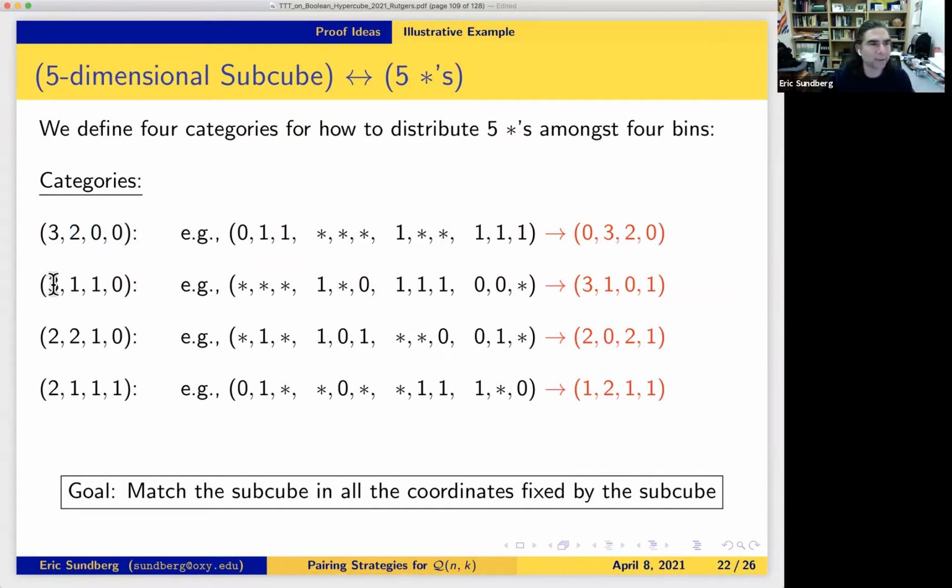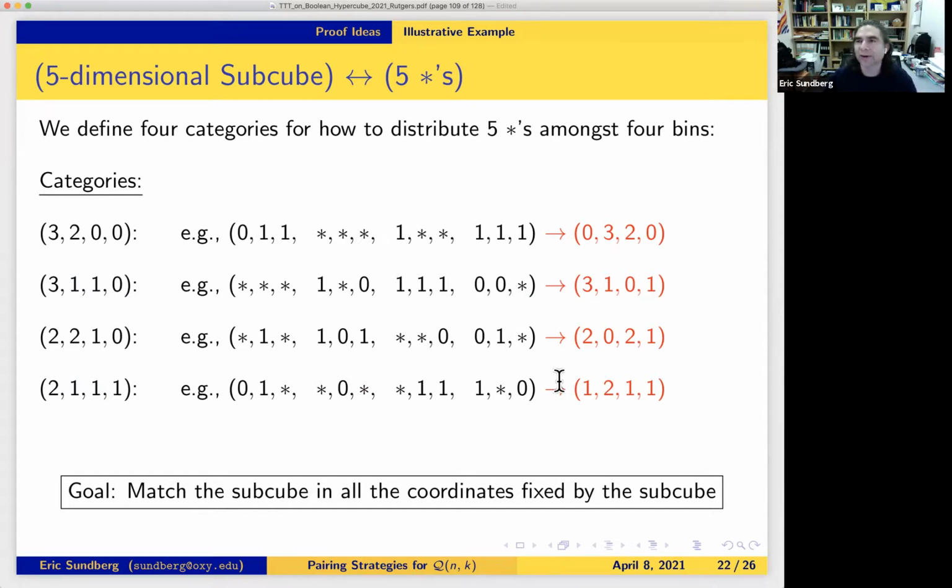Or there could be a case where you have a bin with 3 stars like this one, 2 bins with 1 star like this one, and then a bin with 0 stars like that one. Or you could have 2 bins with 2 stars, a bin with 1 star, and a bin with 0 stars. Or you could have a bin with 2 stars like this one, and then 3 bins with 1 star each. And those were the 4 categories that we end up with.